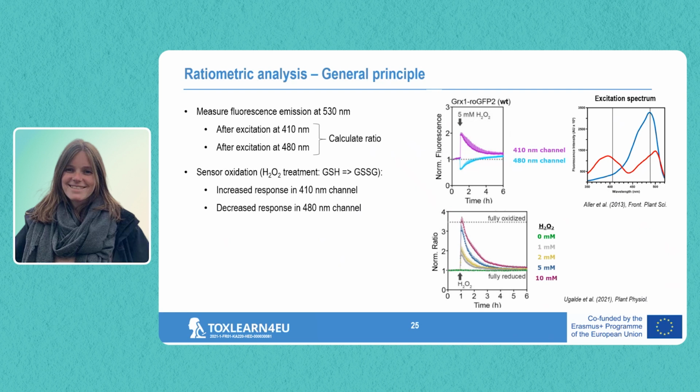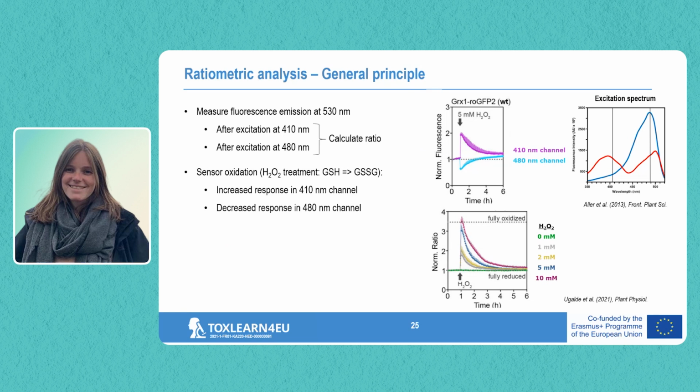Now, what do we do afterwards? So after we performed excitation at 410 and 480 nanometers, we two times again measured the emission at 530 nanometers. And from these emission values, after excitation at both wavelengths, you calculate a ratio. So you calculate the ratio between the emission after excitation at 410 and emission after excitation at 480. So you just divide them by each other. And then instead of having these two values, you combine them into one value. And then the responses will look something like this.